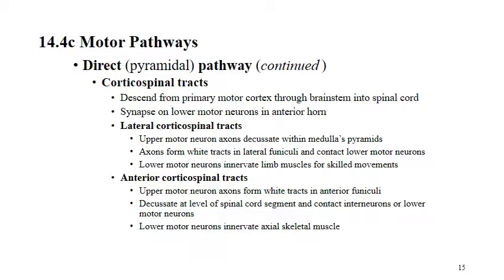And then our anterior corticospinal tracts have those upper motor neuron axons forming white tracts in the anterior funiculi versus in the medulla's pyramids. They're going to decussate at the level of the spinal cord segment and contact interneurons or lower motor neurons. So they're not going to decussate all the way up in the brain. They're doing it lower in the spinal cord. And then those lower motor neurons are going to innervate axial skeletal muscles, so that centerpiece of us.